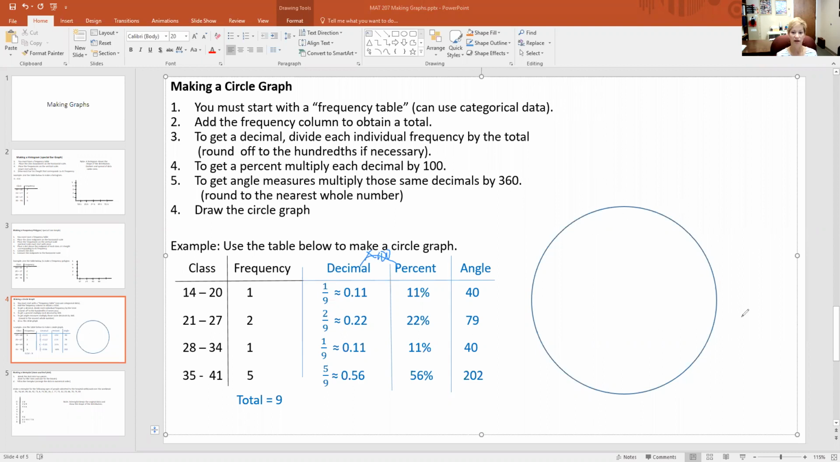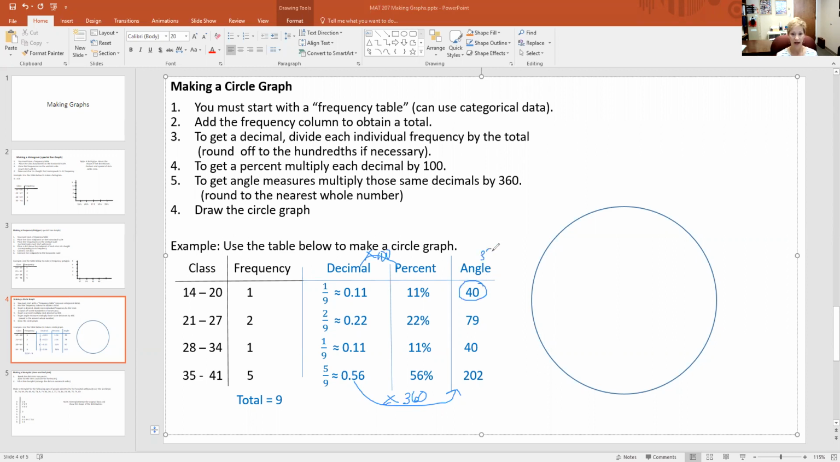There are 360 degrees in a whole circle. So I'm going to take these numbers and multiply now by 360, and I'm just going to round to the nearest whole number. On my calculator, when I take 0.11 times 360, I got 39.6. If I rounded that to the whole number, that rounded to 40.